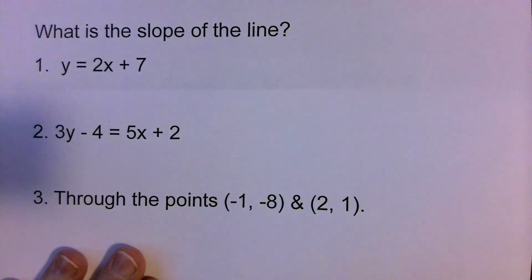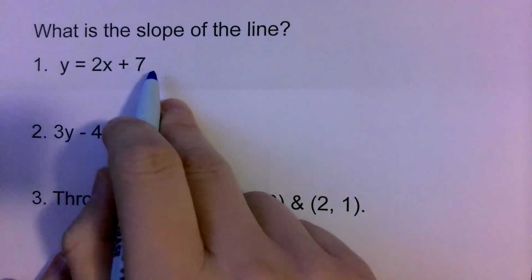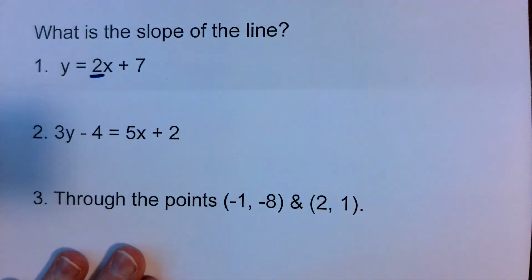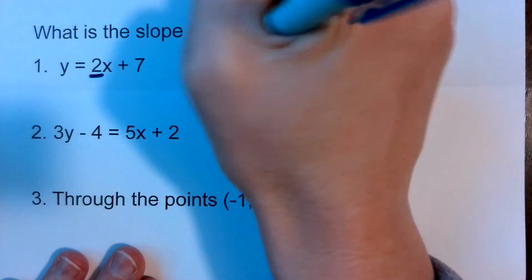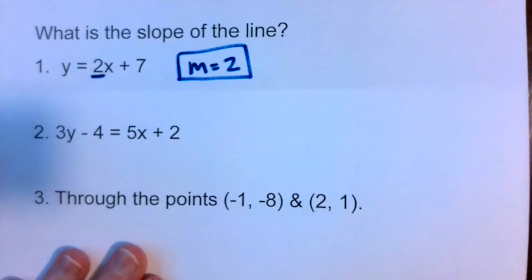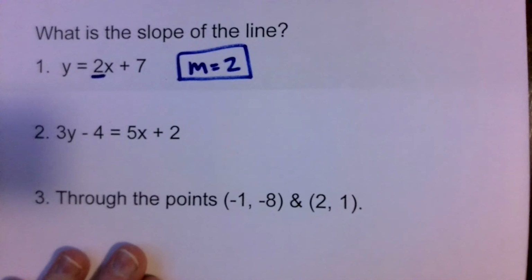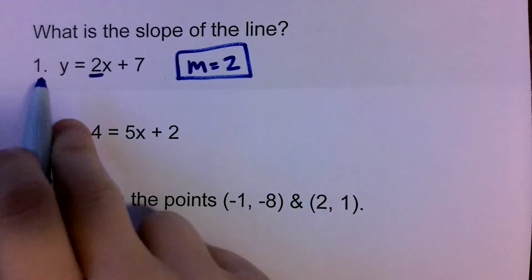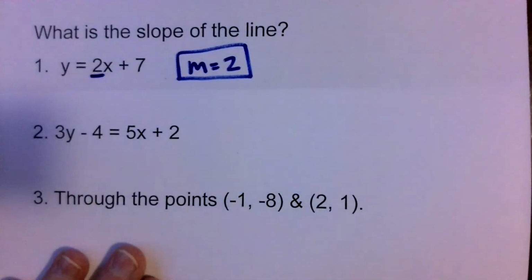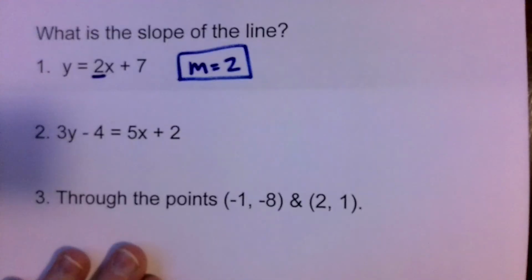Okay, so for number 1, it is already in slope-intercept form. Remember that y equals mx plus b, so I have the slope right there, where I know the slope is going to be equal to 2. That's all there was to that one. But for number 2, even though I have the equation of the line, it's not in slope-intercept form. So I do need to get it in that form to know what the m is.